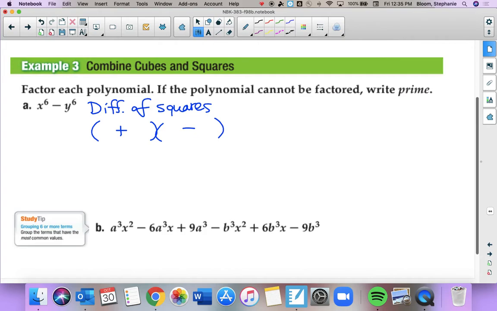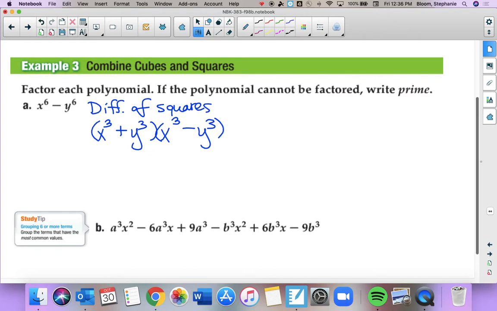Again, if you don't have this memorized, you can look on that table. And you are plugging in what your A and your B would be, which is the square root of x to the 6th. So what would the square root of x to the 6th be? X to the 3rd. What would the square root of y to the 6th be? Y to the 3rd. And here's why you had to do the squares first.